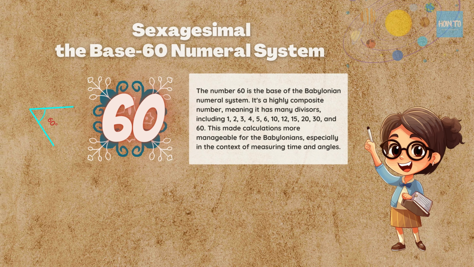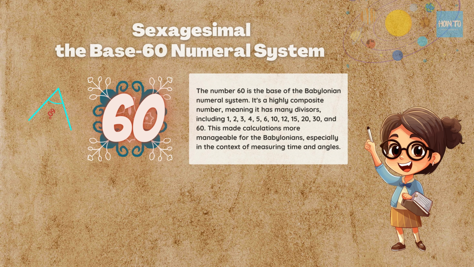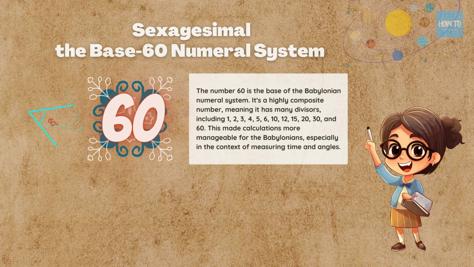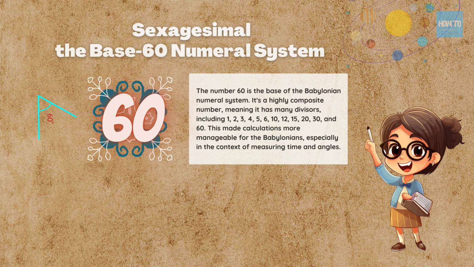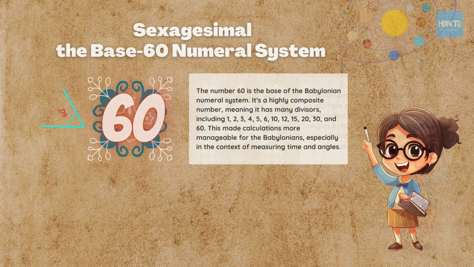60. The number 60 is the base of the Babylonian numeral system. It's a highly composite number, meaning it has many divisors, including 1, 2, 3, 4, 5, 6, 10, 12, 15, 20, 30, and 60. This made calculations more manageable for the Babylonians, especially in the context of measuring time and angles.